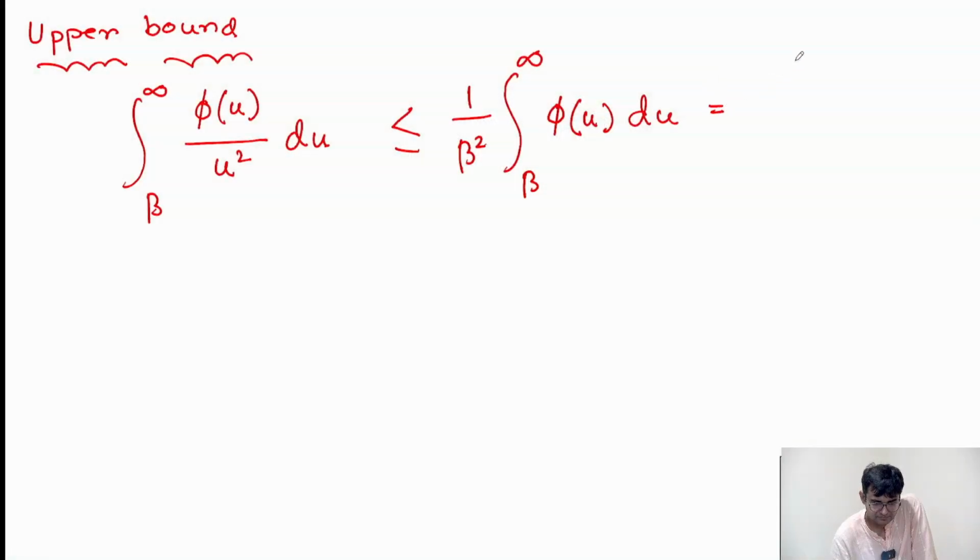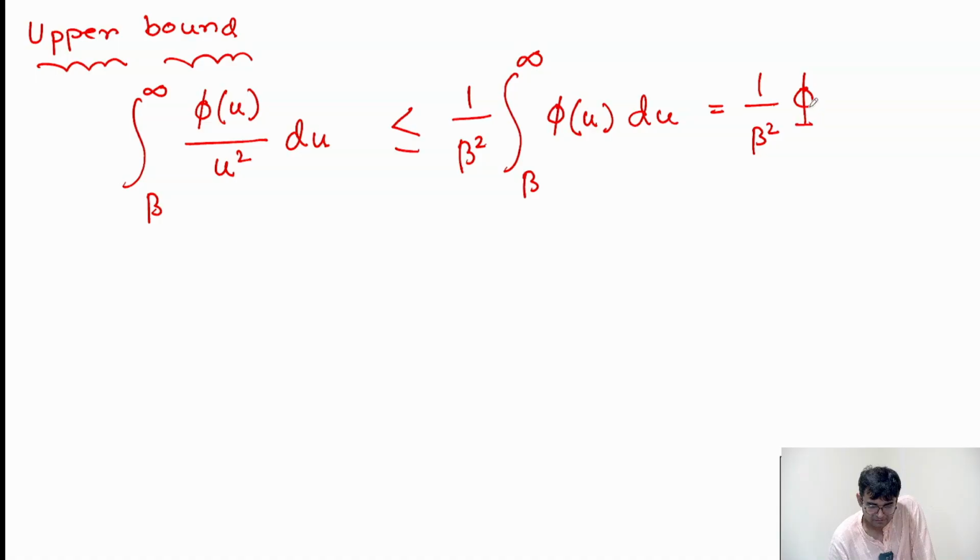I will not prove it, but you can check it out. If you have doubt, you can meet me, but this is the other end of the bound, okay? So this is equal to then 1 by beta square, and what is the quantity inside? Integration of phi u from beta to infinite, what is that? Capital phi of minus beta, or 1 minus capital phi of beta, okay?